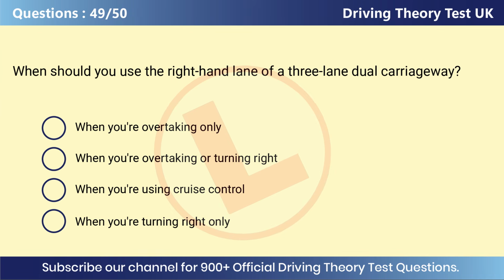Question 49. When should you use the right-hand lane of a 3-lane dual carriageway? A. When you're overtaking only. B. When you're overtaking or turning right. C. When you're using cruise control. D. When you're turning right only.